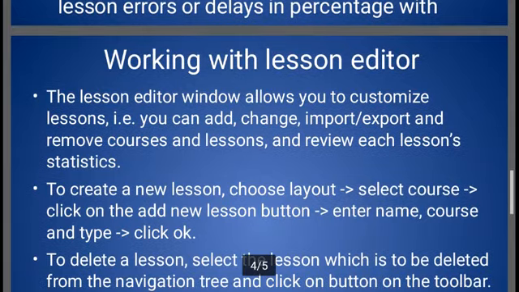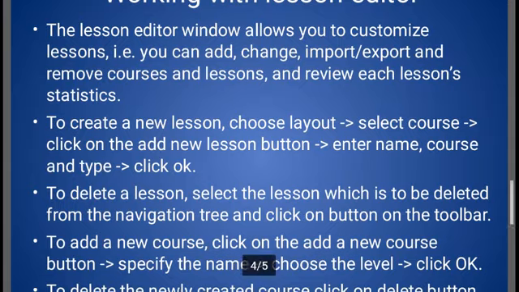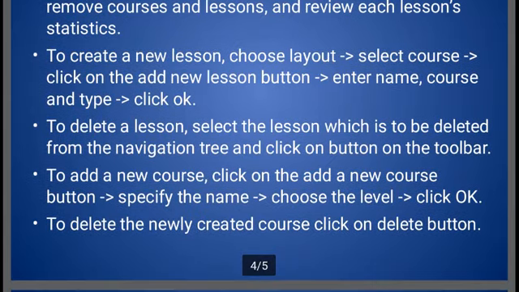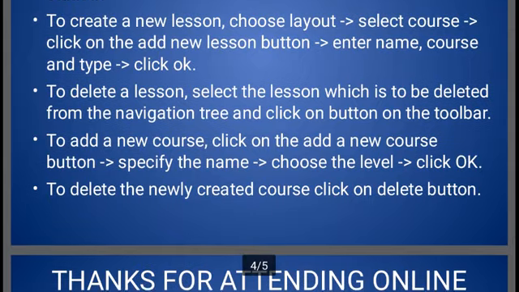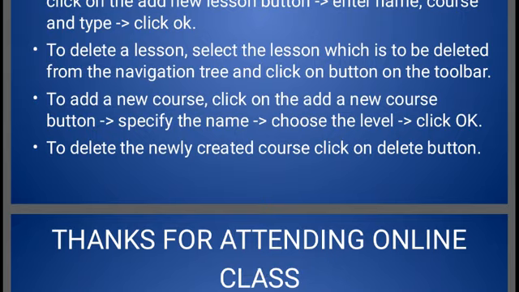To create a new lesson according to our choice, here are the directions. First, click on choose layout, select course, then click on the add new lesson button, enter name, course and type, then click OK. To delete a lesson, select the lesson which is to be deleted from the navigation tree and click on the button on the toolbar. To add a new course, click on the add a new course button, specify the name, choose the level, then click OK. To delete the newly created course, click on the delete button.